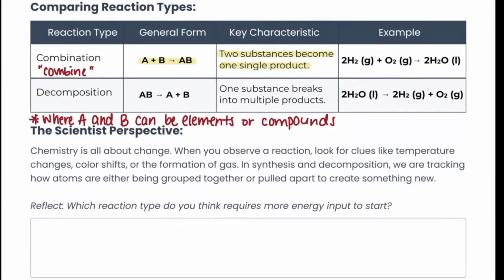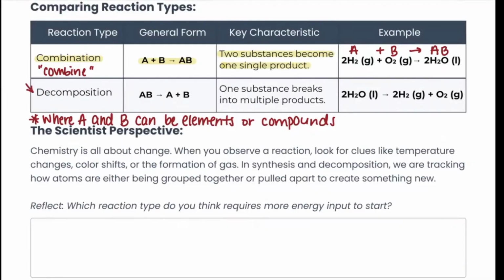Let's take this example. Hydrogen gas reacts with oxygen gas to produce liquid water. In this reaction, hydrogen is your A, oxygen is your B, and water is your AB, the single product formed when they combine. That's a combination, a reaction where simpler substances come together to form something more complex.